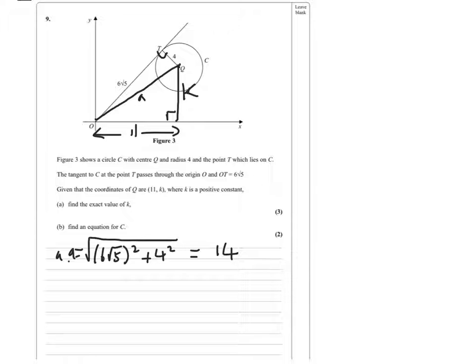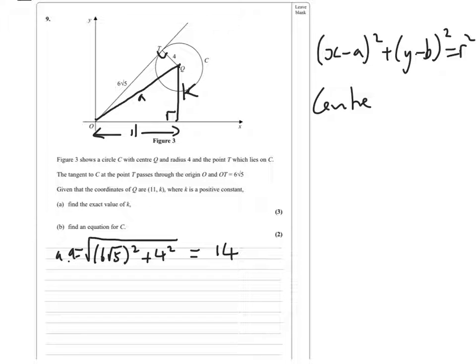Now once you've got the centre, remember the equation of a circle is x minus a all squared plus y minus b all squared equals r squared, where your centre is (a, b) and your radius is r. You should be able to do that pretty successfully.